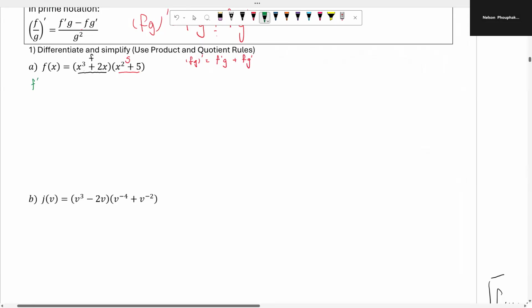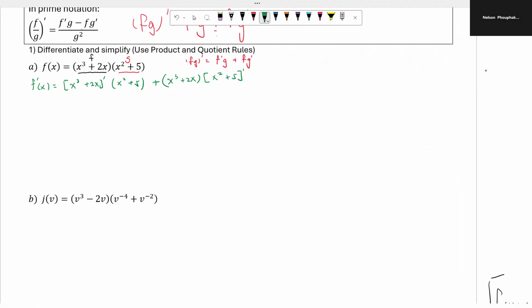So I would like to find f prime of x. First, I take the derivative of x to the power 3 plus 2x, times x squared plus 5, plus x to the power 3 plus 2x times the derivative of x squared plus 5. And now, the derivative of x to the power 3 plus 2x is 3x squared plus 2.